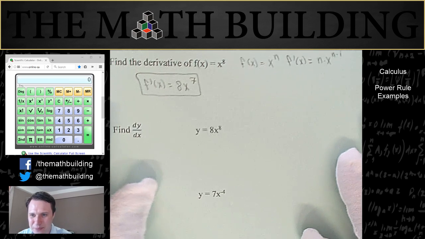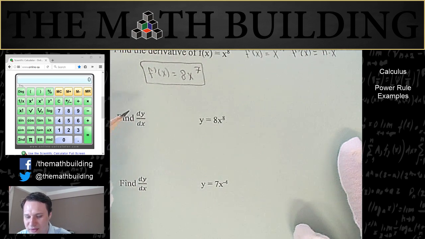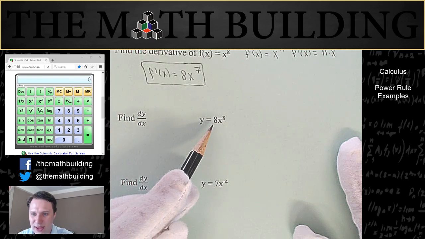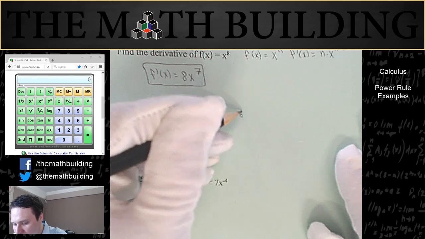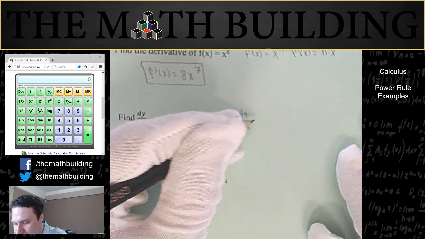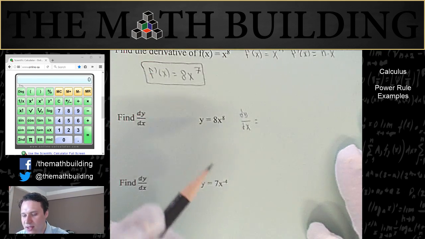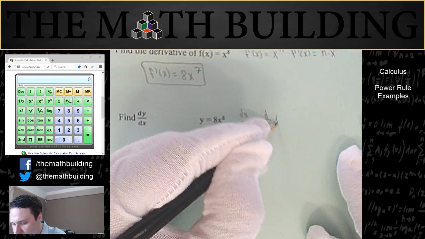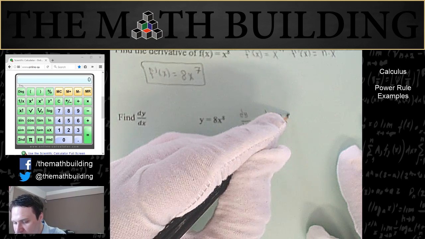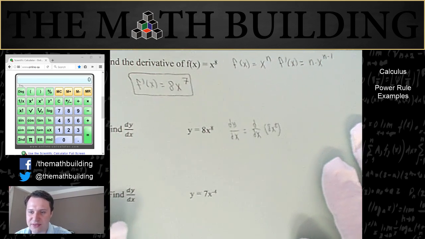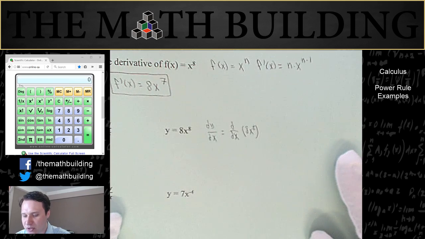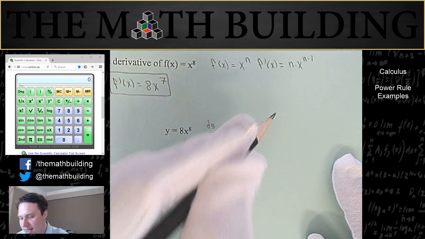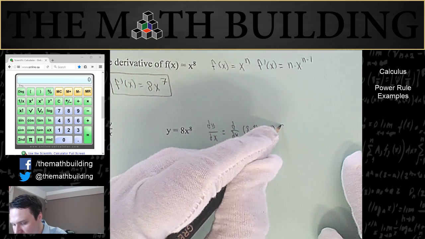So let's do the next one. Find dy dx, so you can see that we're using Leibniz's notation. We have our function y equals 8x to the 8. So what I would write is dy dx is equal to, and now we're taking the derivative of this function, so I'm going to write d dx because we're taking the derivative with respect to x. Remember, we have the multiplication rule, so I can factor out this 8 and pull it outside of the derivative, like that.